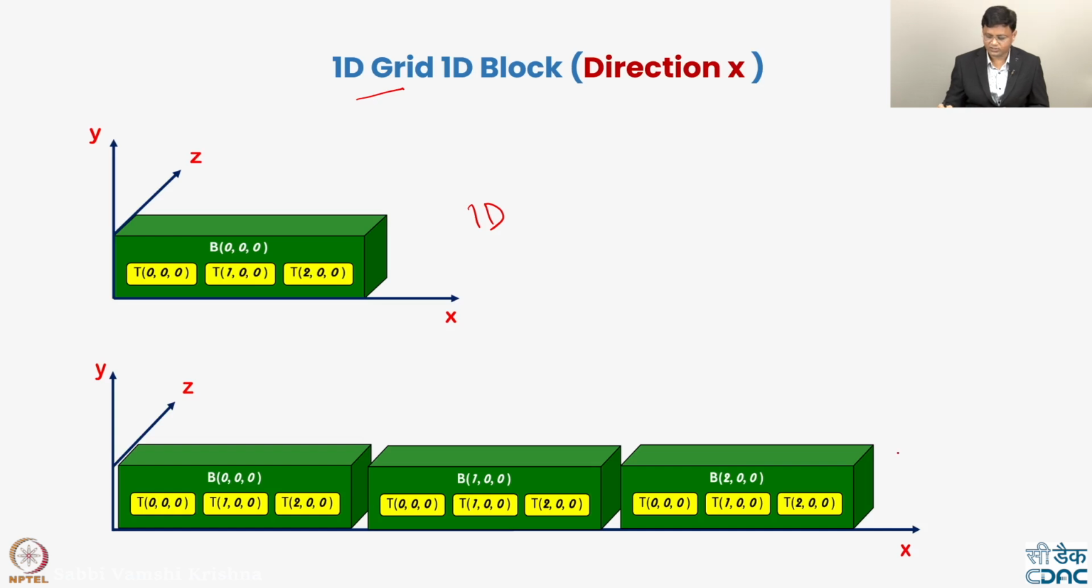Now, look at this figure. Here again blocks are arranged in the x direction, and within each block the threads are also arranged in the x direction, if you see. So, that means it is also a 1D grid, 1D block.